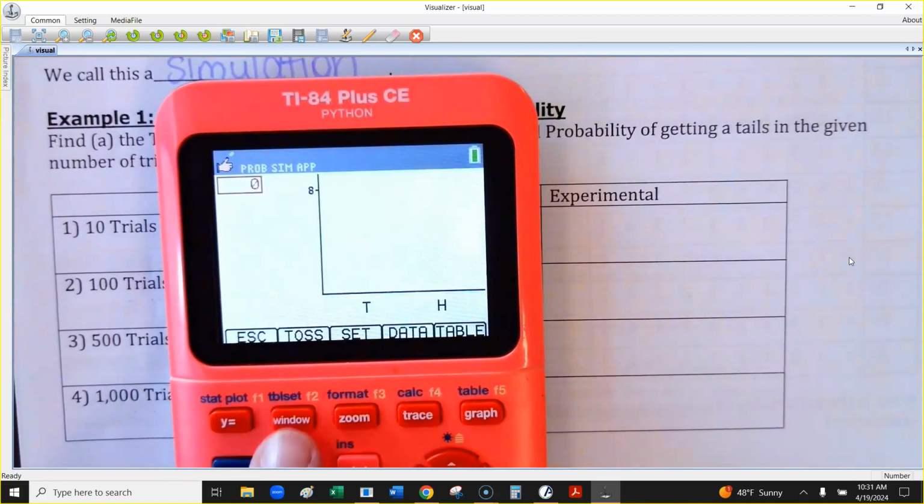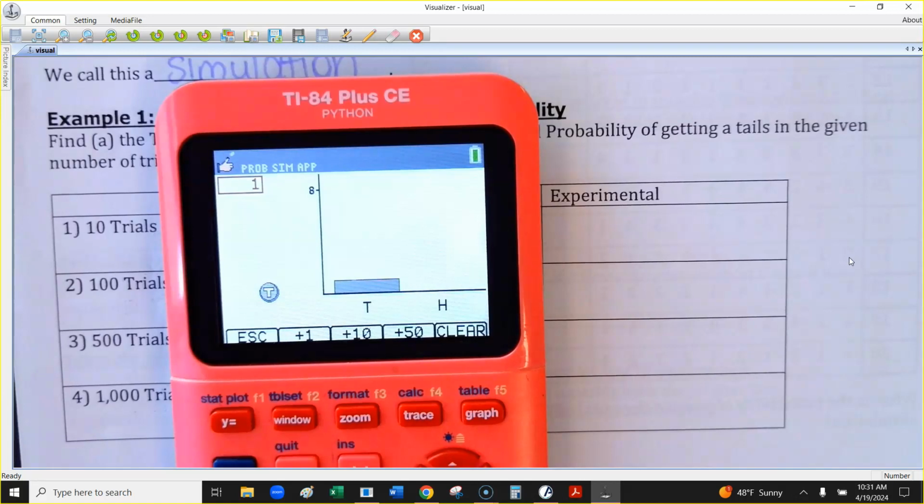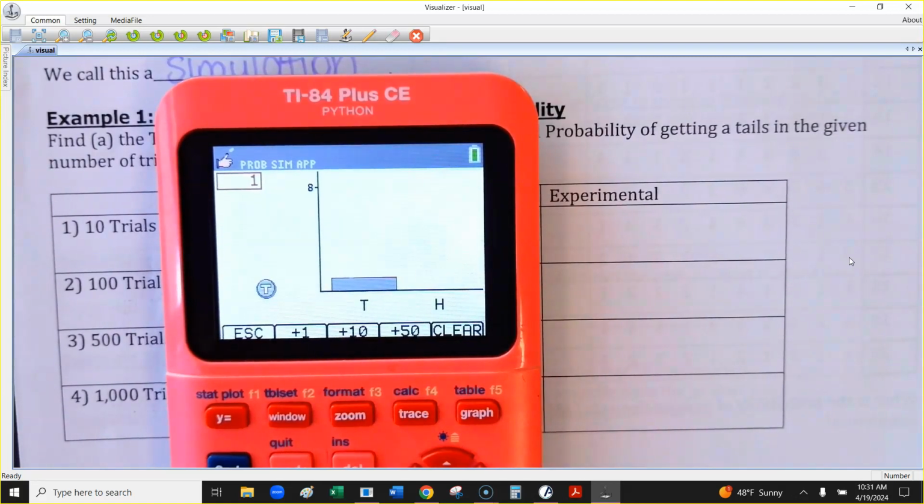So if you want to toss one time, it's the window button, the button right underneath. So I'm just going to toss one time. If you have an 83, you can use the arrow keys. And if you have an 84, it will tell you the frequency, meaning how many. So for my first one, I just did 1.